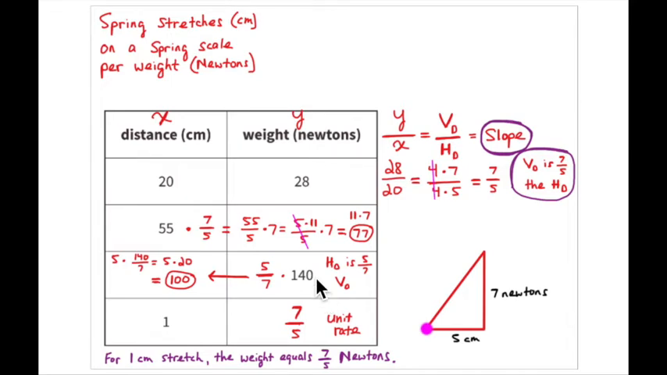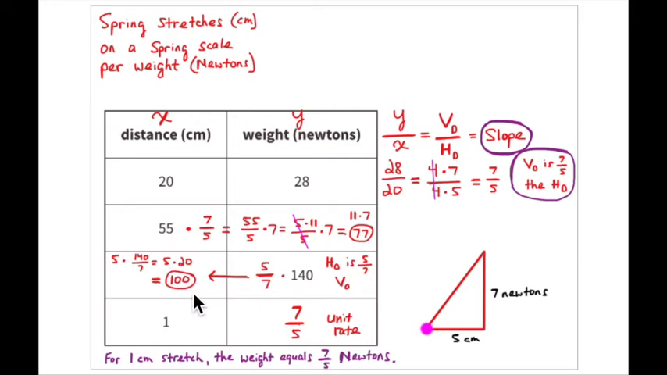So if you know the vertical direction, the number of units in the vertical measurement, the horizontal measurement, or the x value, is 5/7 of that y value. So 5/7 of 140: 140 divided by 7 is 20, because 14 divided by 7 is 2. 140 divided by 7 is 20. 5 times 20 is 100.